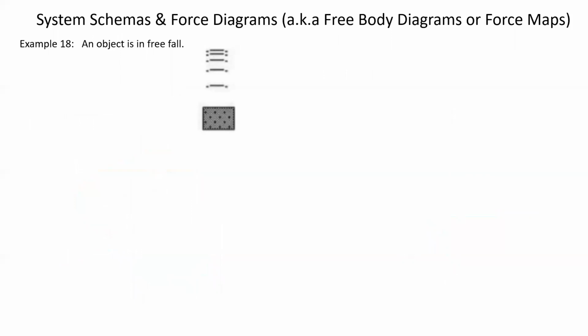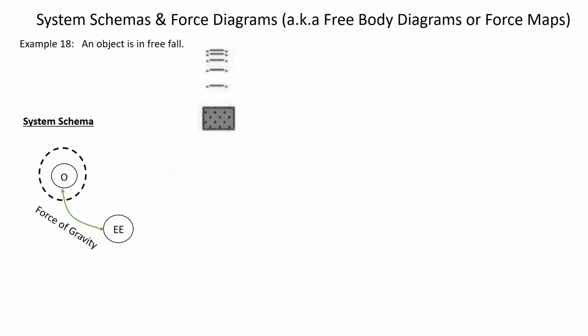An object is in free fall. First of all, if it's in free fall, there is no air resistance acting on it. So the system schema only shows the object and the entire Earth acting on it through a force of gravity. Only one force. So there's only one force on the free body diagram. Notice I chose to have positive y downward. Therefore, the net force is going to be equal to the gravitational force. This is an unbalanced situation. The net force is not zero. It is not equilibrium.